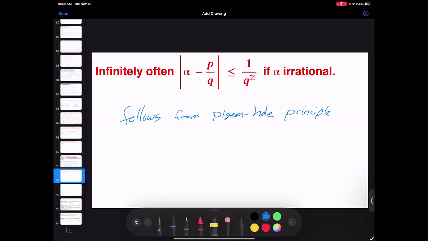So this leads to a natural question. Which irrational number is the most irrational of all?